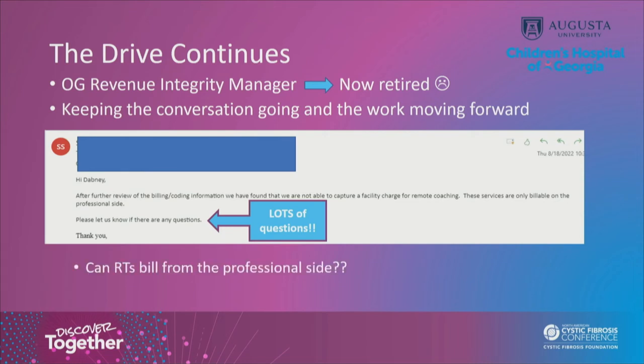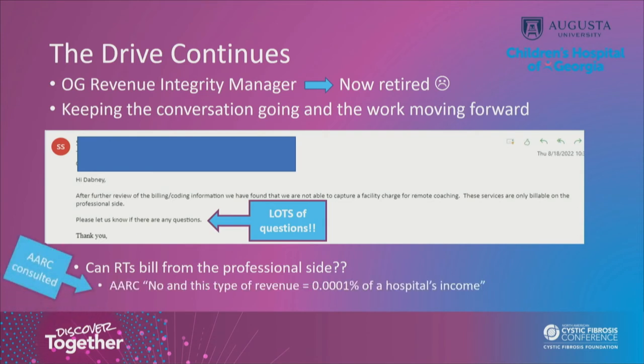One of the questions that came up was, can respiratory therapists bill from the professional side? And nobody at our hospital really knew that answer. So I incorporated our professional agency, the American Association for Respiratory Care. I called them and asked if they had somebody I could speak to who was familiar with billing. And they do. They have a billing guru. And when she and I talked and I explained the process, she was very complimentary that we were being persistent in this, but she said, no, RTs cannot bill from the professional side.